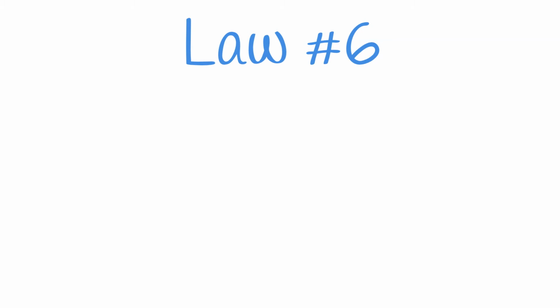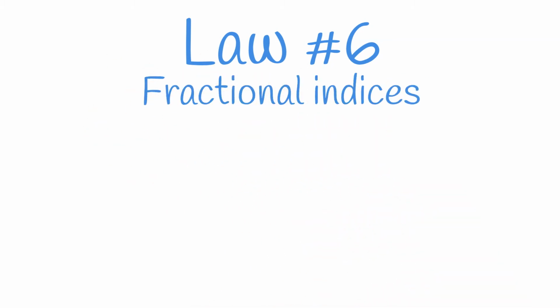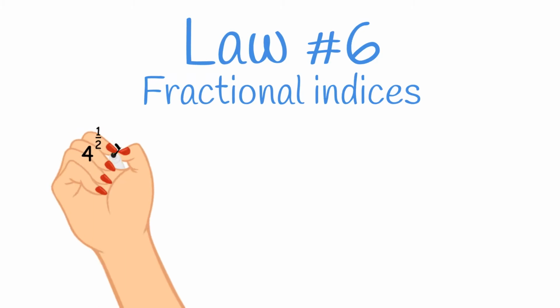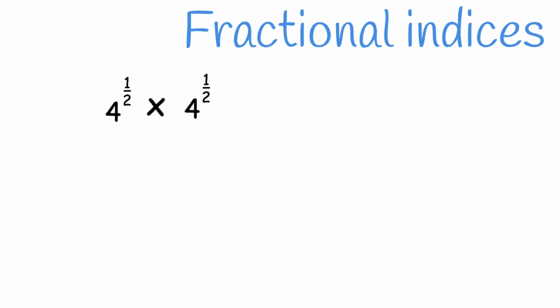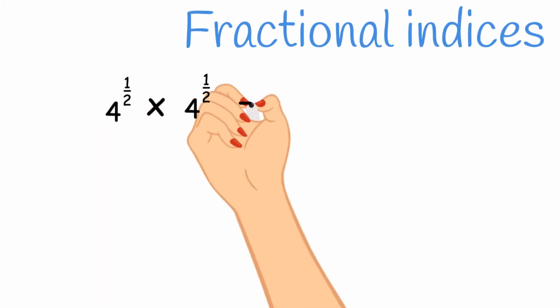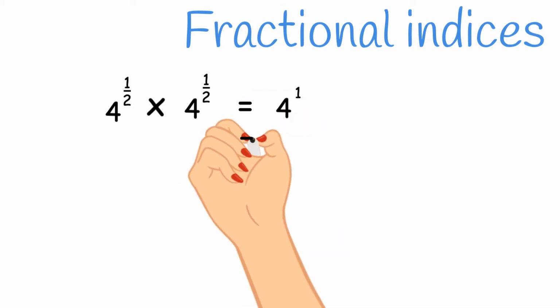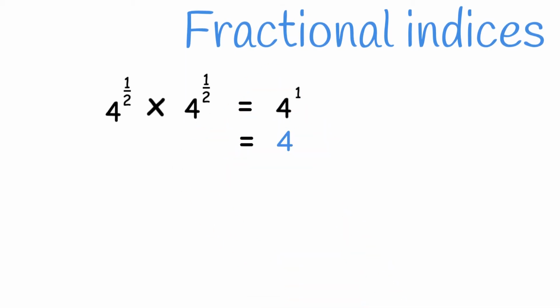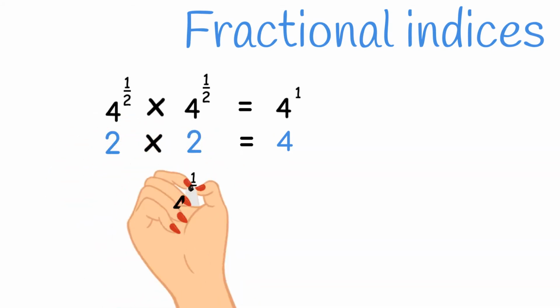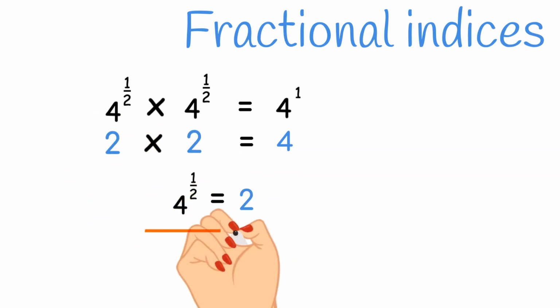Moving on then to our final law, law number 6, and this is fractional indices. Really not my favourite law at all. To illustrate this, let's have a little look at 4 to the power of a half and multiply it by 4 to the power of half. Because using the multiplication law, we know that's 4 to the power 1, which is just 4. Well, what times by itself to make 4? 2 does. So 4 to the power of a half is equal to 2.